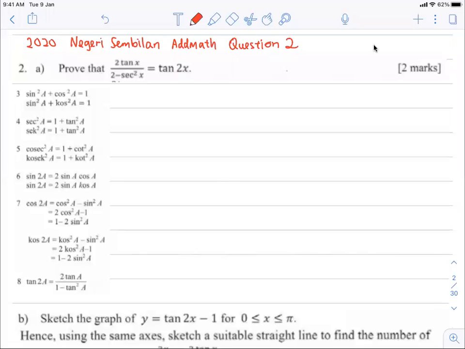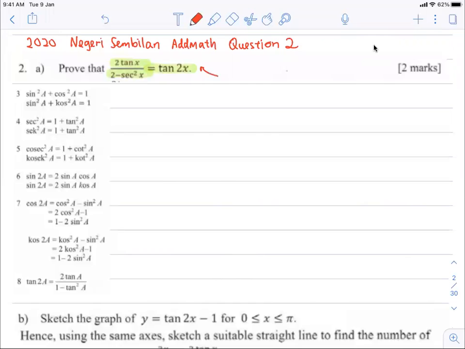Hi everyone, I'm Letian. In this video, I will explain 2020 Negeri Sembilan Addmath question 2. So this question, 2a asks us to prove 2 tangent x over 2 minus secant square x equals tangent 2x.